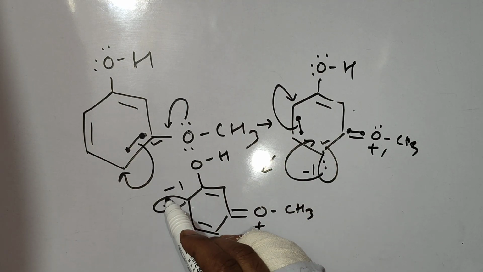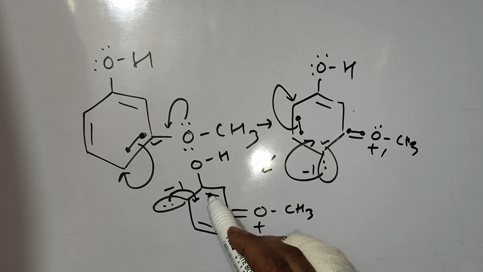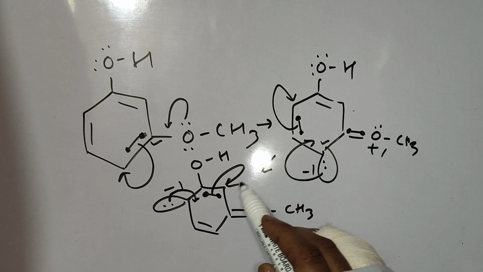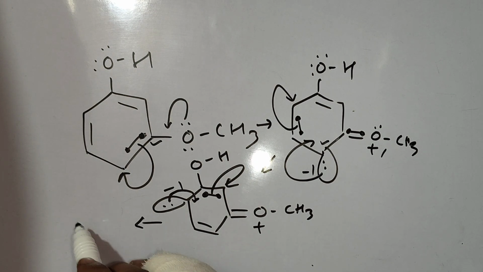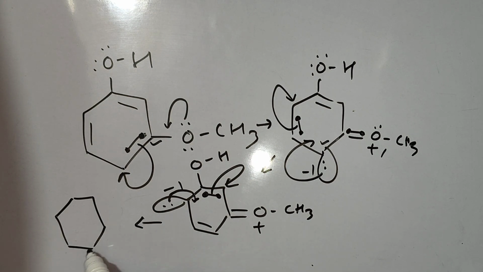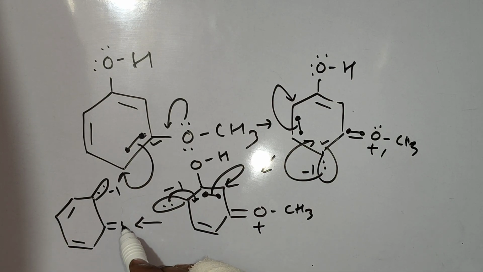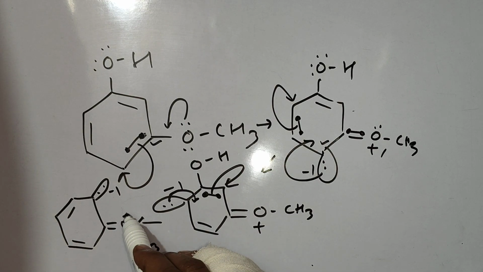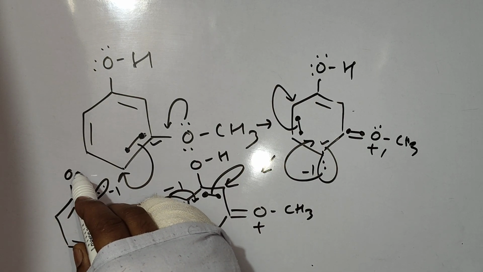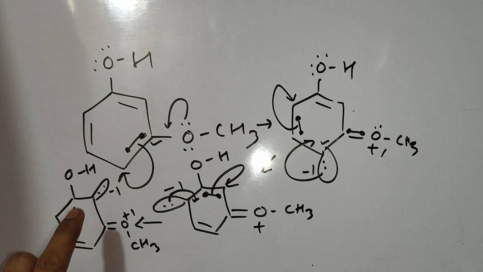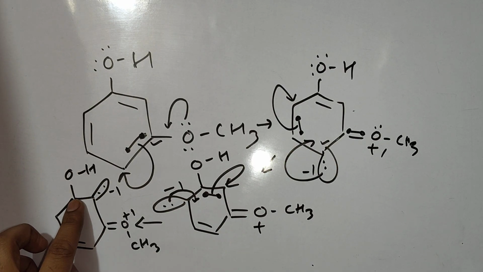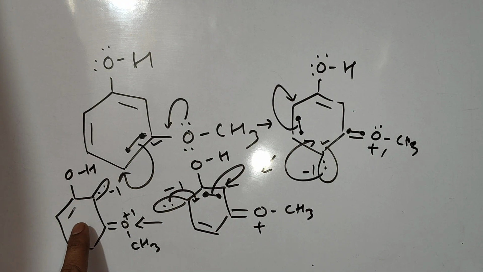Now what will be the next movement? These electrons will come into bonding and these pi electrons will be pushed further. This one, so please check. The carbon on which the OH group was attached, is it getting electrons? No. It is not getting extra electrons. The electrons are passed away from it.